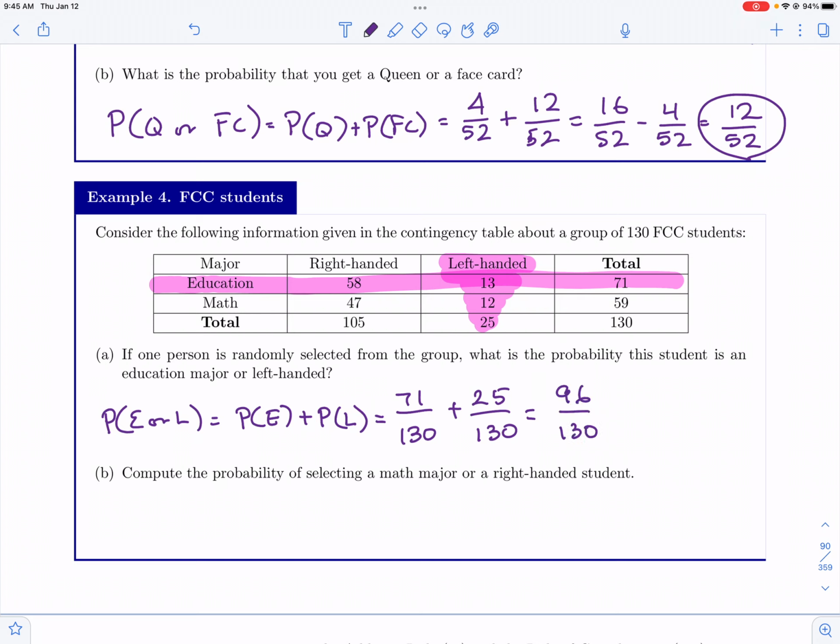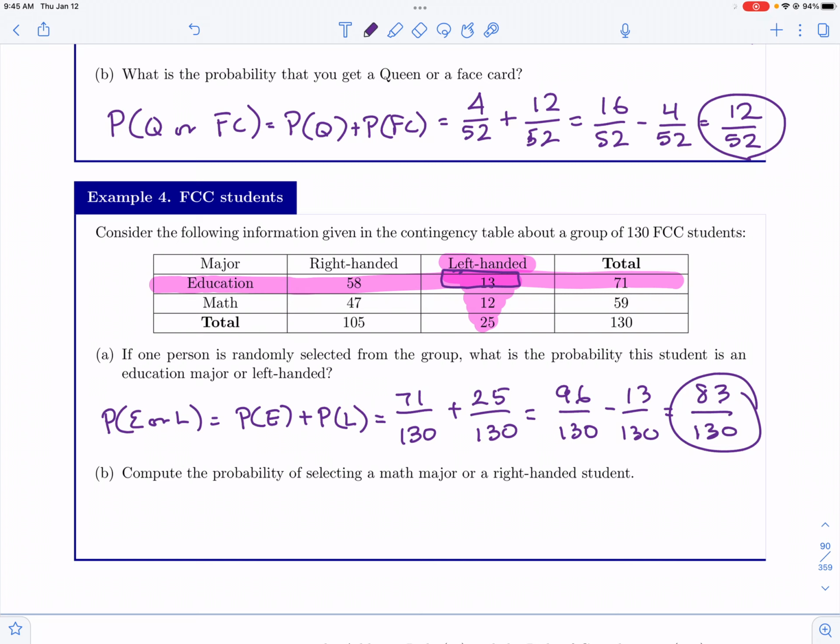But now we want to look and see if there's any overlap. If you notice on the little chart that I drew, it's subtle to see, but this little section here is a little bit darker because the pink is drawn twice in that case, because there are 13 students that are both education majors and left-handed. So we want to subtract 13 from our list, and that takes us down to 83 out of 130.